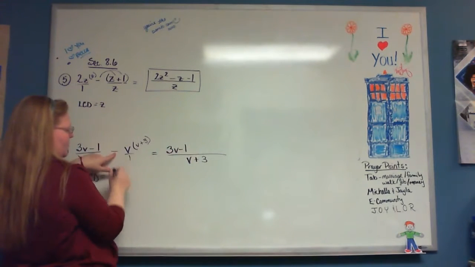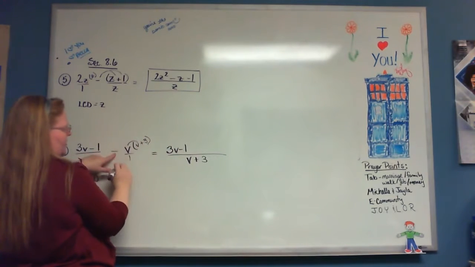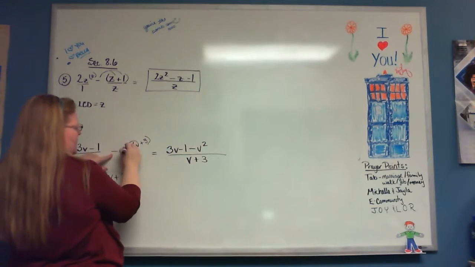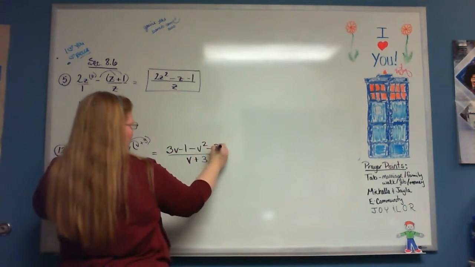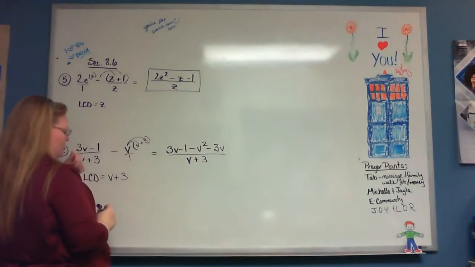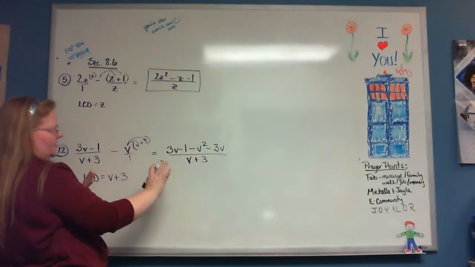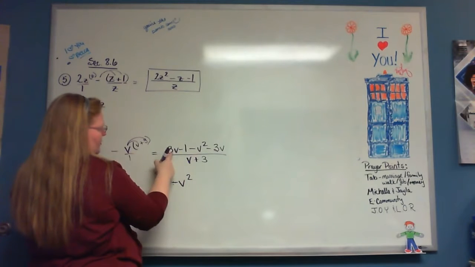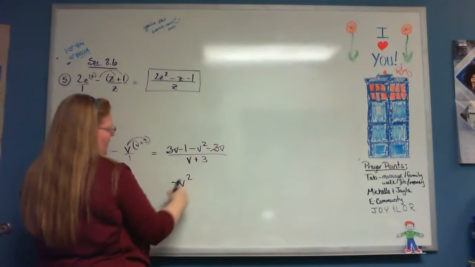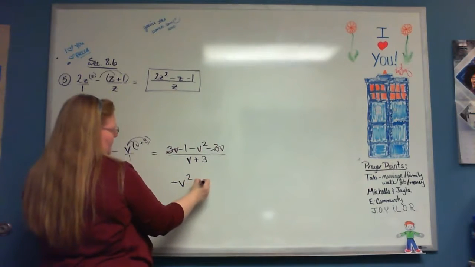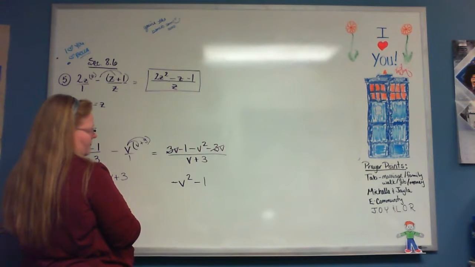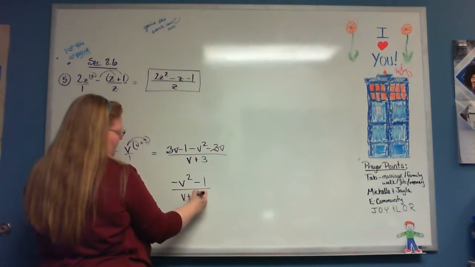Then minus whatever we get here when I multiply. V times v is v squared, so that'll be minus v squared. And then minus 3v. Rearranging that, we end up with negative v squared. 3v minus 3v will cancel out. And then minus 1, over my v plus 3.